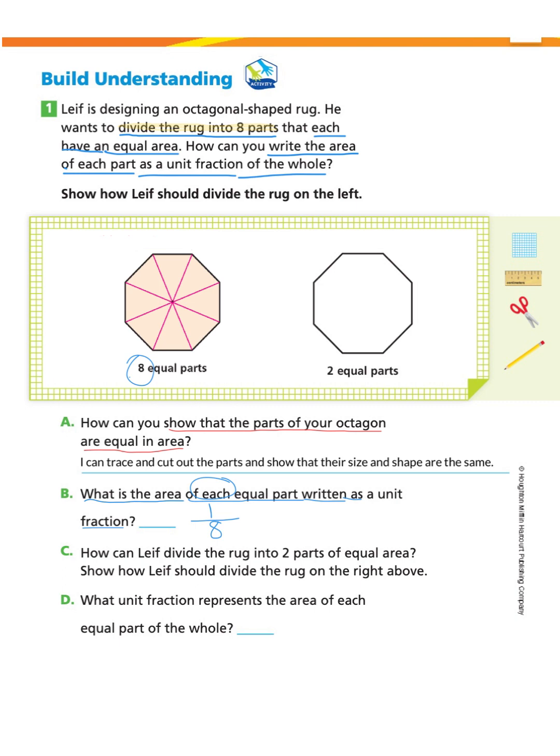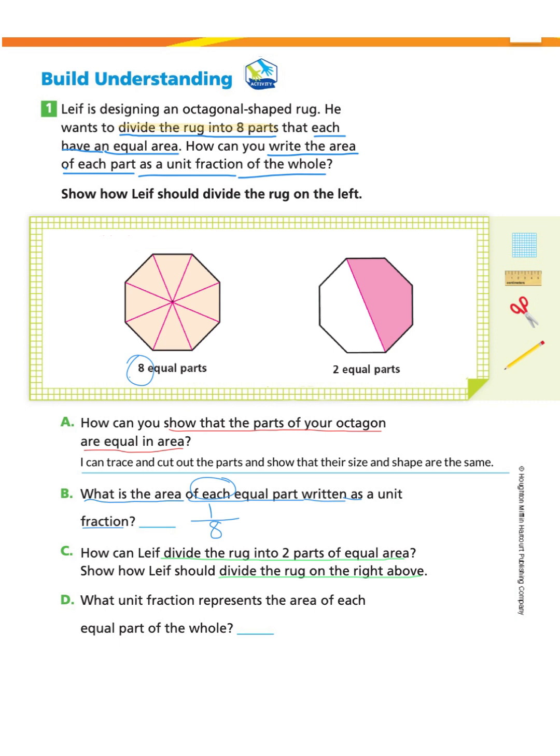Let's take a look at part C. How can Leif divide the rug into 2 parts of equal area? Show how Leif should divide the rug on the right above. So here's the 2 equal parts. And again, if you would like to try to do this on your own, you can do so. Or you can follow along with me.